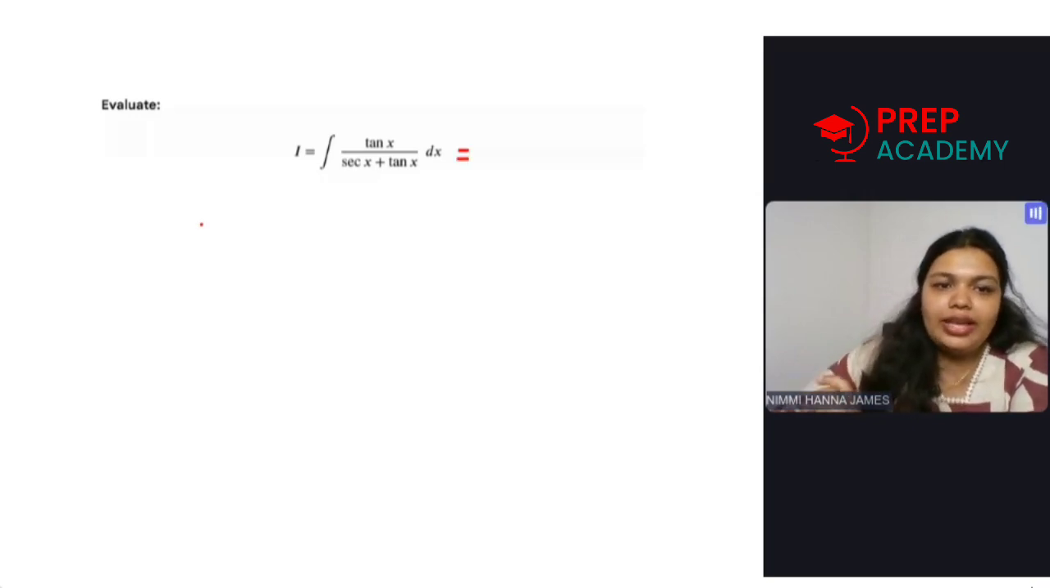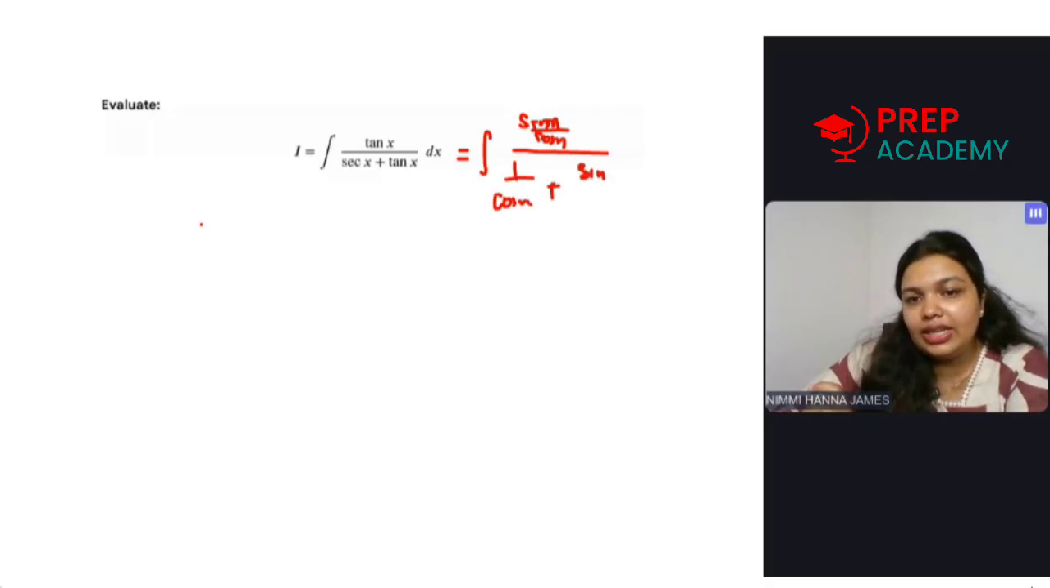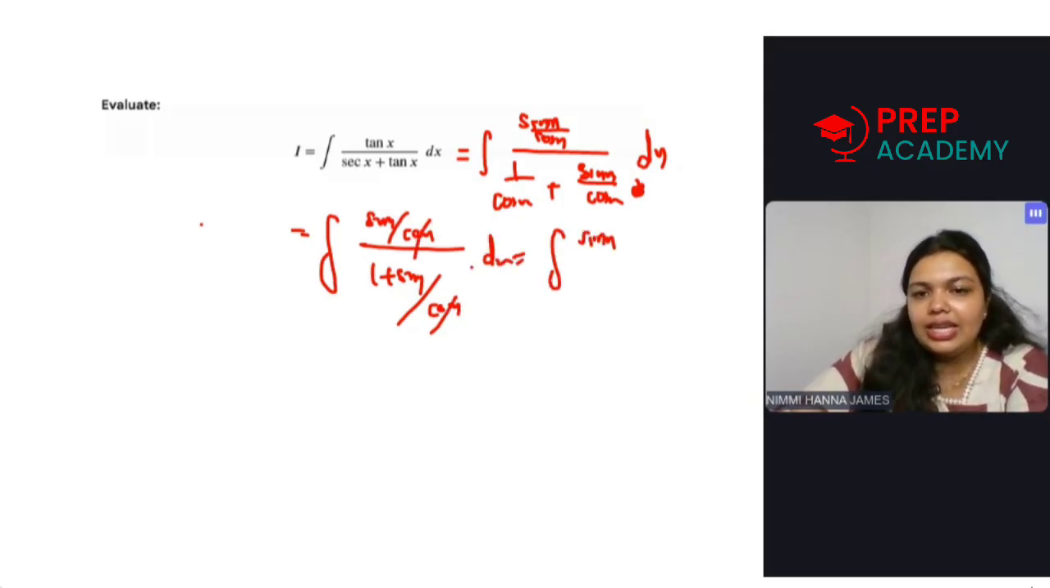So we get I is equal to integral of tan x, I am writing sin x by cos x, by sec x, I am writing 1 by cos x, plus here it is 1, tan x is sin x by cos x dx. Okay, so here both of the denominators are cos x and the numerator also has cos x. So that will get cancelled, correct. That is integral sin x by cos x in the numerator and 1 plus sin x by cos x in the denominator. So this cos x will get cancelled. So I get the remaining as sin x by 1 plus sin x dx.